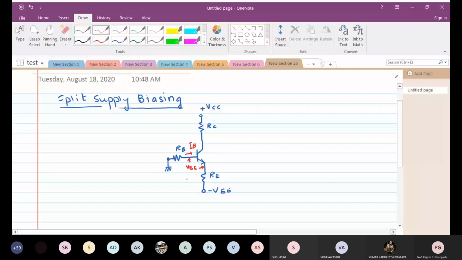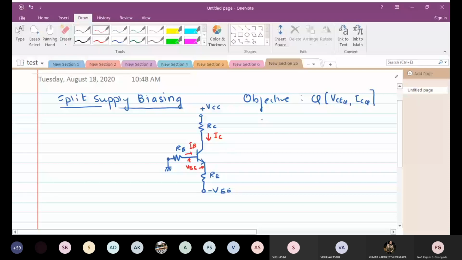Now, basically, what is the big picture? What is our objective? It is to have a Q point with some value of VCEQ and ICQ. This was our objective. So I should be in a position to have a collector current and correspondingly the VCE voltage.